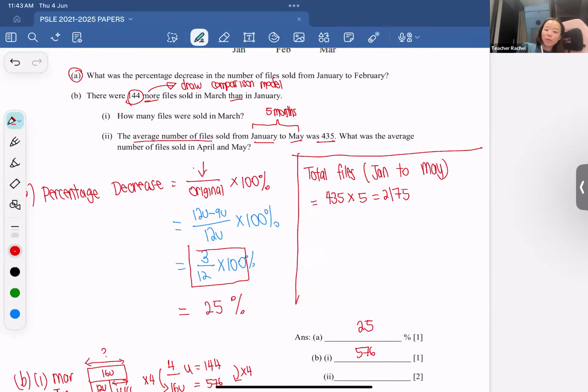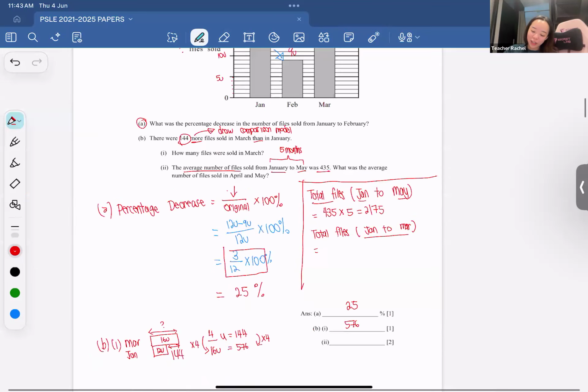Then the question also asks, what was the average number of files sold in April and May? So to calculate the average number of files sold in the 2 months, I need to know what is the total files sold in January to March. Because I have the total from January to May, I need to know the total from January to March so that I can find the total from April and May.